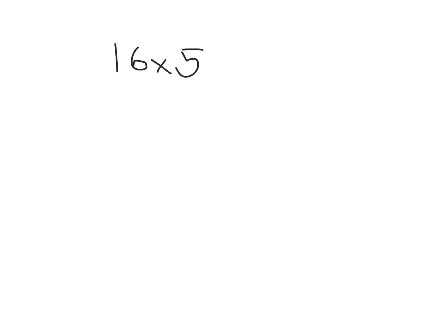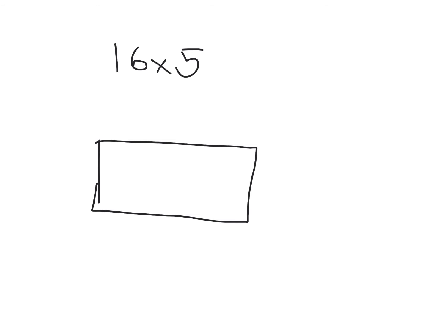So I'm going to start by drawing it. I'm just going to draw a rectangle like an array here. And I'm going to split my array into two pieces. And my top number would be 16, but I'm going to split that up into 10 and 6. And my number on the side would be 5.